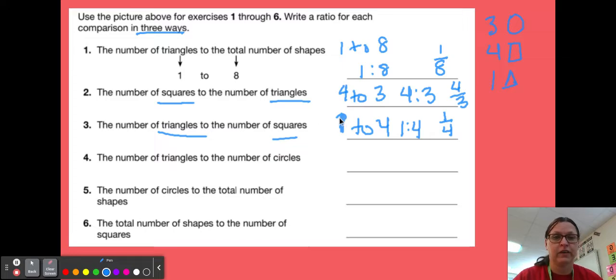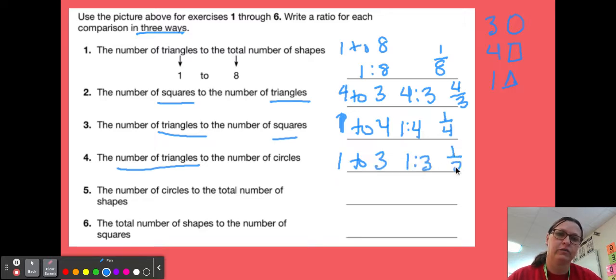Like you noticed right here, I started writing a 3, and then I was like, wait, there's only 1 triangle. There's not 3 triangles. There's 3 circles, but there's 1 triangle. So this one's the number of triangles, which is 1, to the number of circles. How many circles are there? There's 3. So 1 to 3, or I could write it 1 colon 3, or I could write it as a fraction, 1 over 3.